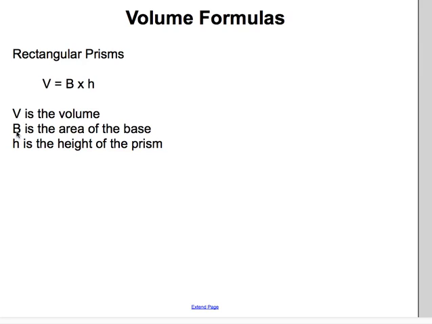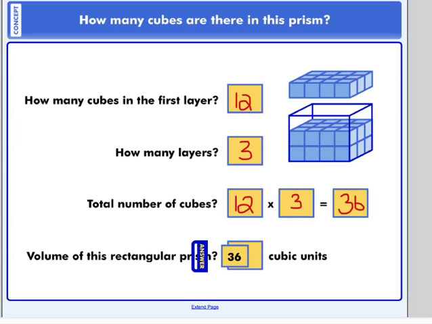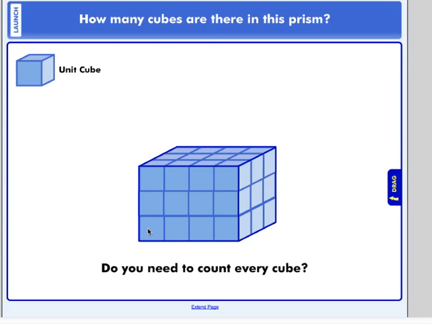A capital B stands for the area of the base. And then the height is the height of the prism. So for rectangular prisms, the volume equals area of the base times height of the prism. Now if we look back at our problem that we did here, and actually let's look at this picture. If we find the area of the base, usually you think about the base as the side that it rests on.